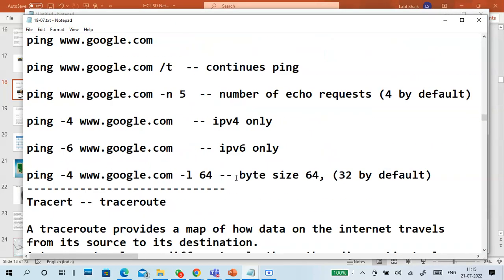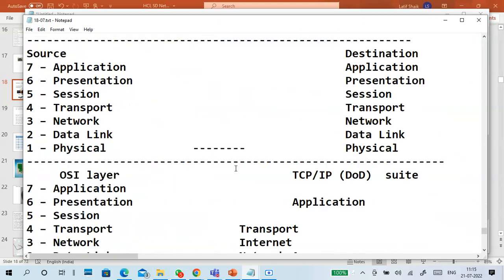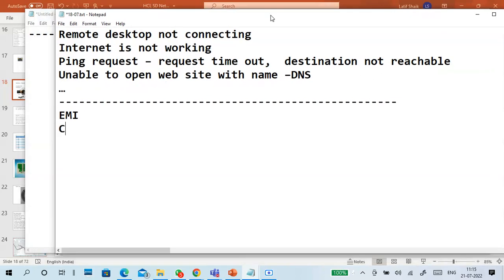Okay, I'm continuing in our old file only because the entire network should be there in one place. That is better. What is electromagnetic interference? What is crosstalk? Find out what crosstalk is. What is attenuation? What is baseband?